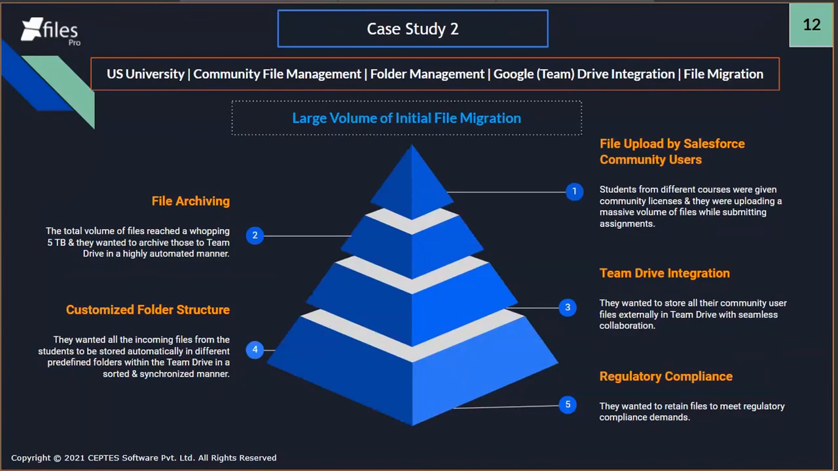One is to migrate and archive all the files, 5 TB of files. The second one is to move the files into the right folder structure. Those two requirements were fulfilled with the help of XfilesPro, where using the archiving tool, which my colleague Sutirtha showed you, they were able to move those 5 TB of files into Google Drive, Team Drive.